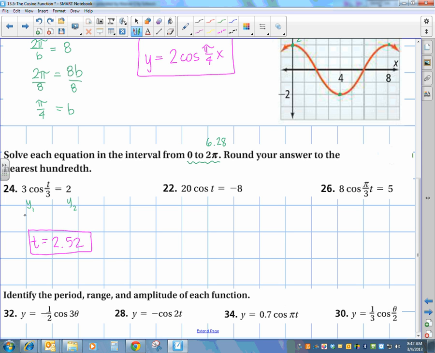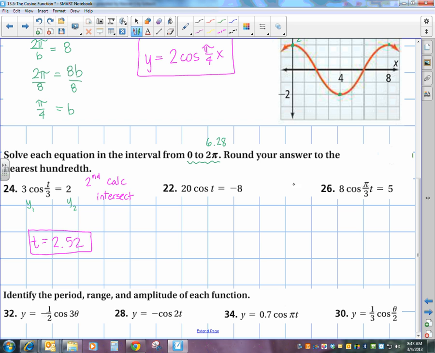Now, you can also use the zero method. We've talked about that. So this one, if you're using y sub 1 and y sub 2, that is second calc and the intersect button. Otherwise it's second calc and the 0 button.